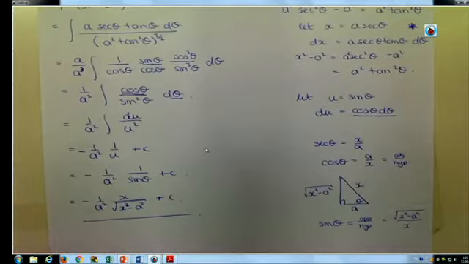Okay, so we had 2 back substitutions to do on that one, from u to theta and then from theta to x. Does anybody want to ask any questions about that one?